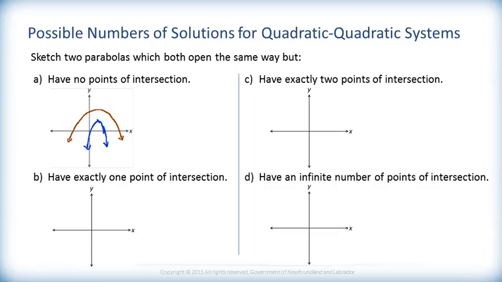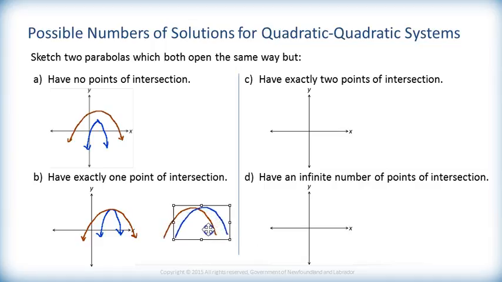What about exactly one point of intersection, both opening the same way? So I'll start with the exact same two graphs that I have up here. Now, to have exactly one point of intersection, all I need to do is shift one of them. For example, I'll shift this one. And they share exactly the same vertex. So they have exactly one point of intersection. I could also have a situation where I have two parabolas just shifted so that they only intersect once, like that.